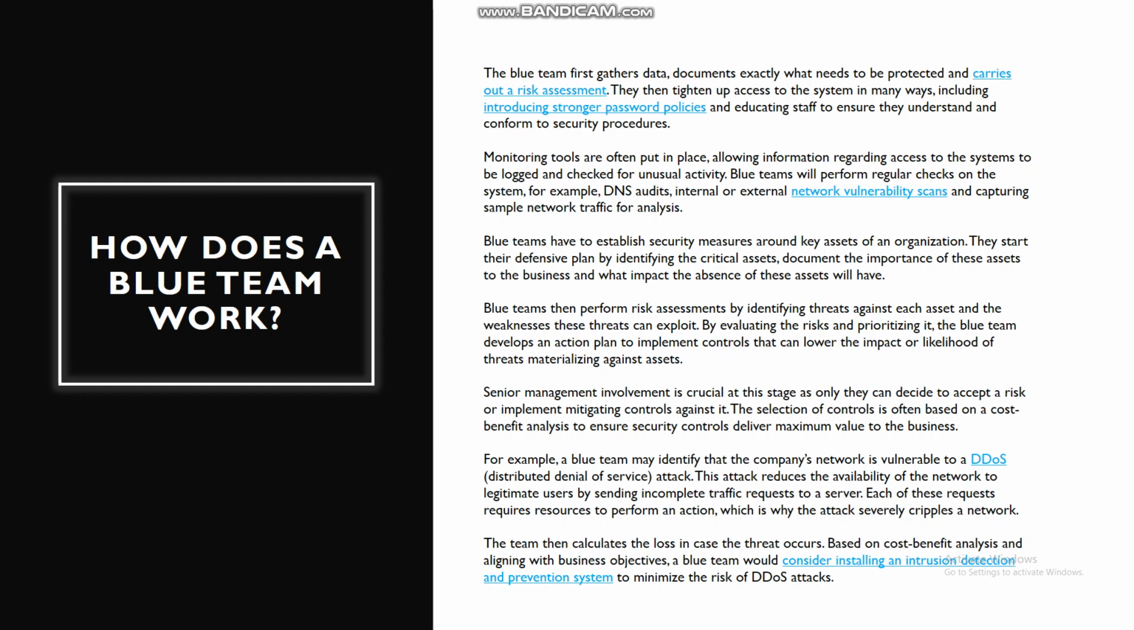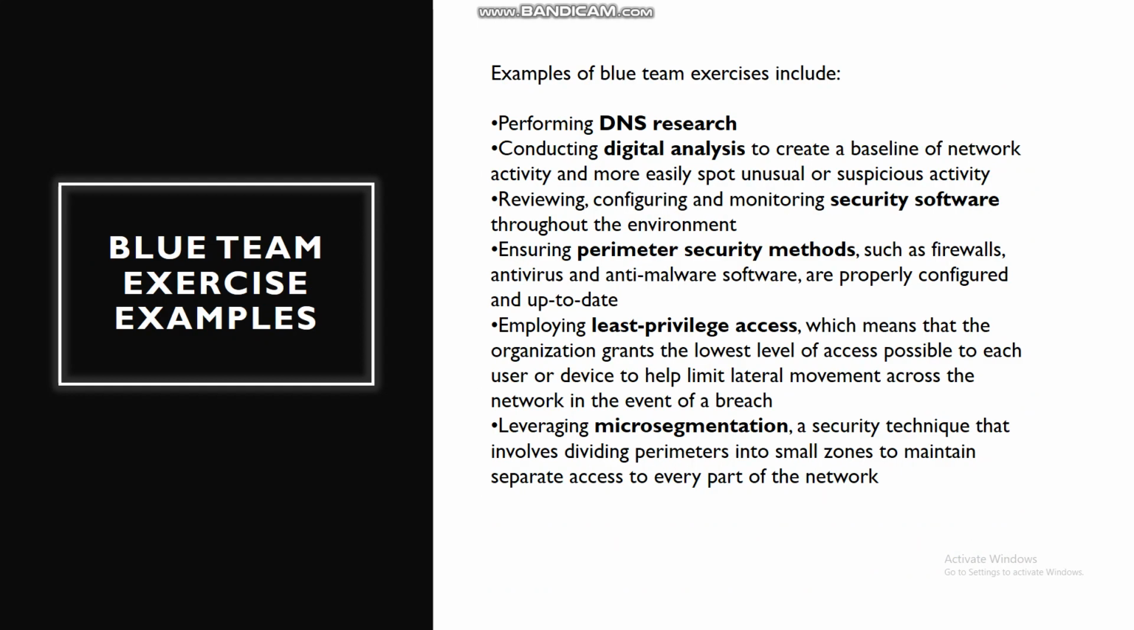So let's move to the next slide. Blue team examples. Examples of blue team work include DNS research. Second, conducting digital analysis to create a baseline of network activity to more easily spot unusual or suspicious activity. Third is reviewing and confirming monitored security software throughout the environment.